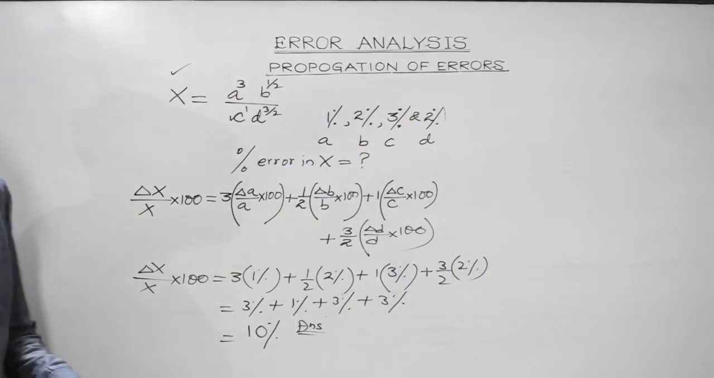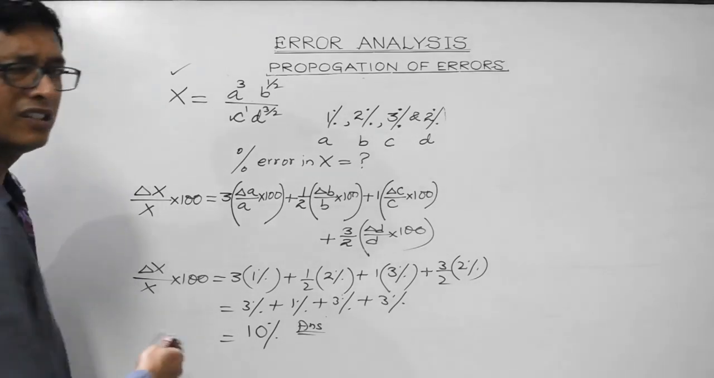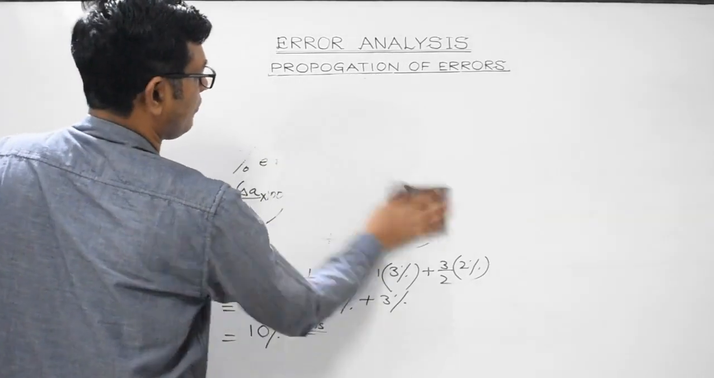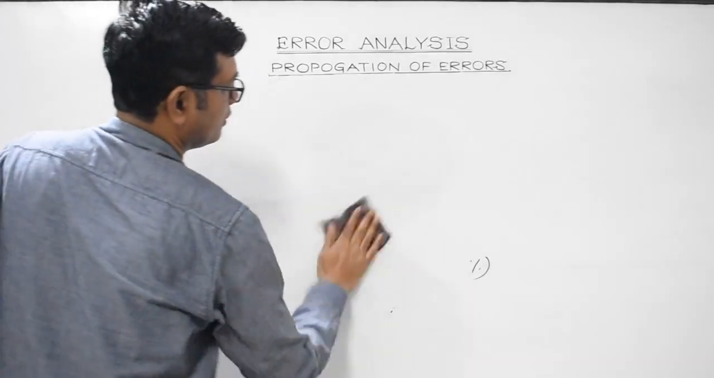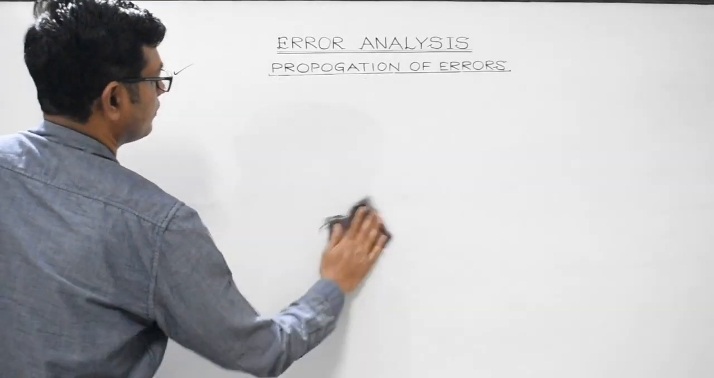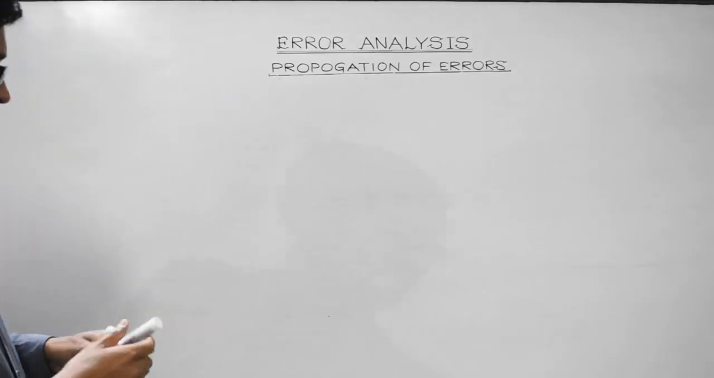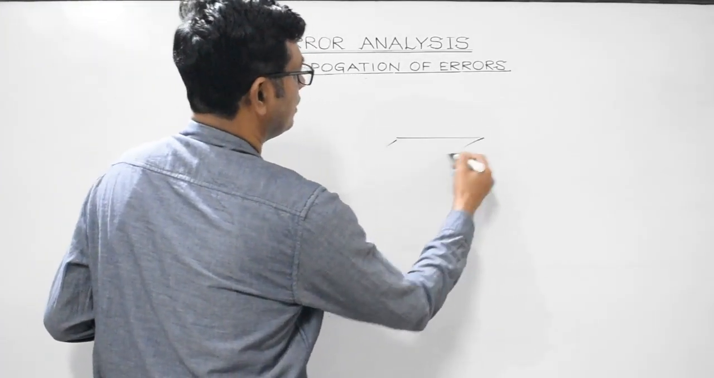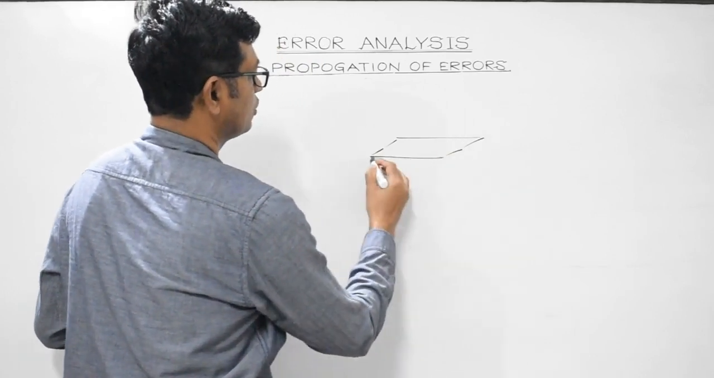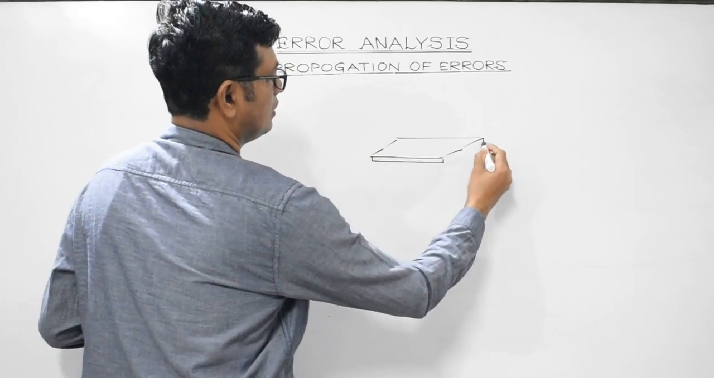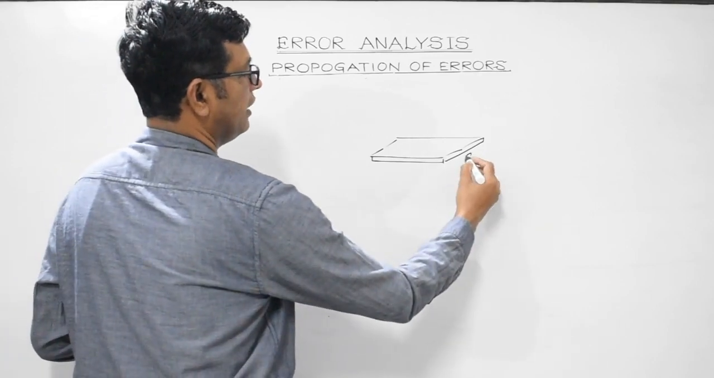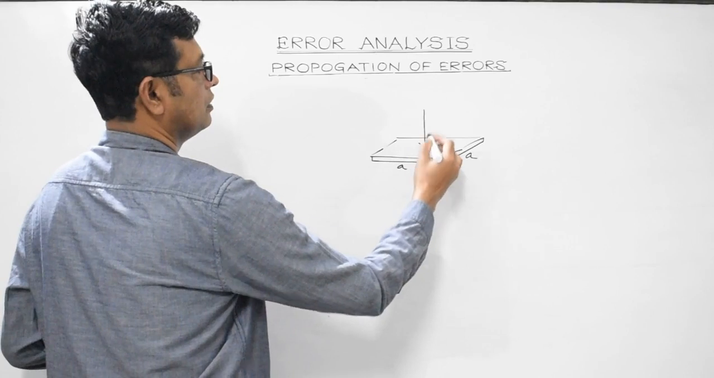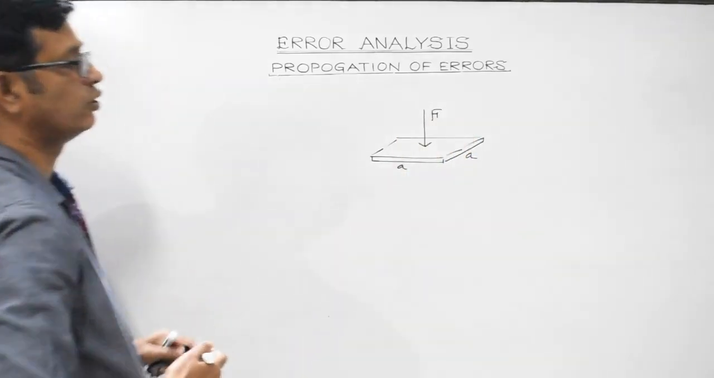Okay. Why not discuss some other question as well? Let's do it. Suppose a square plate is given. This is a square plate, right? Of side A. And some forces applied over here.